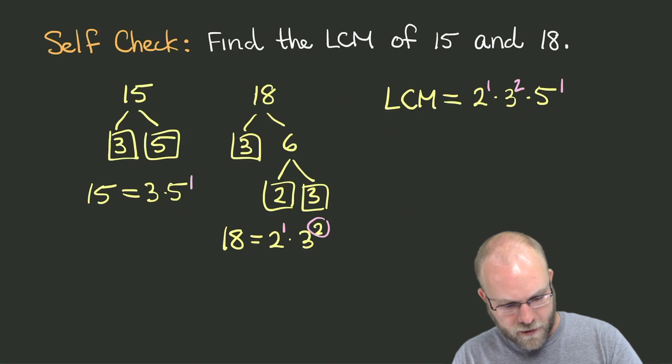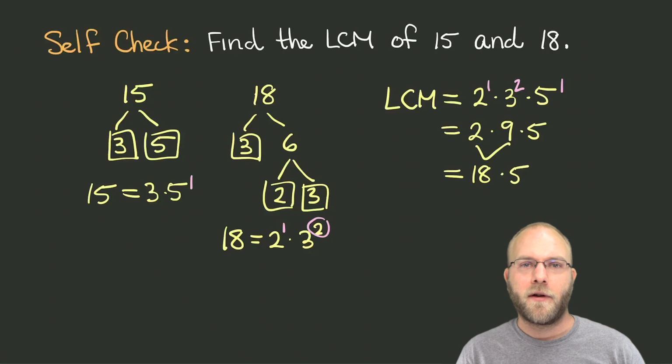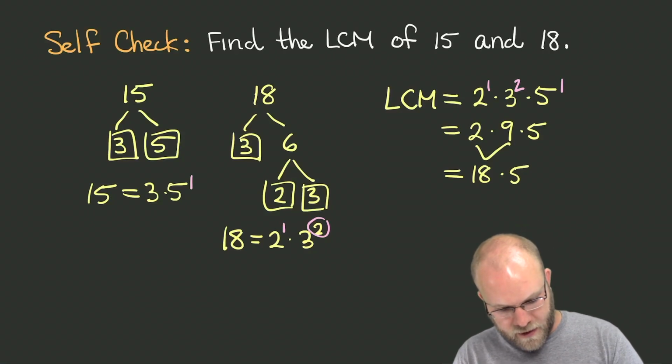Now let's work this out. We have 2 times 3 squared, which is 9, times 5. And now we'll take the 2 and the 9 and multiply those together. That gives us 18 times 5. 18 times 5 is 90, and so our solution is 90.